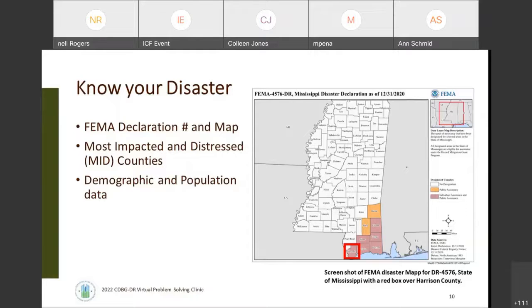In addition to that designation, HUD has identified most impacted and distressed areas, typically counties, but often identified in zip codes. This map here just depicts a disaster event, the Mississippi Disaster Declaration 4576 that occurred in December of 2020. And you can see here that the pink shaded disasters are those that triggered both FEMA individual assistance and public assistance. And yet the red square is the one county that HUD designated as a most impacted and distressed county. And that's important to identify because those are the areas where HUD is requiring the majority of your disaster recovery funds be expended.